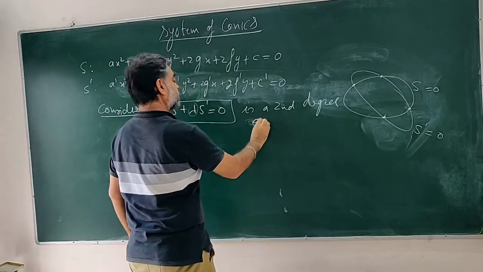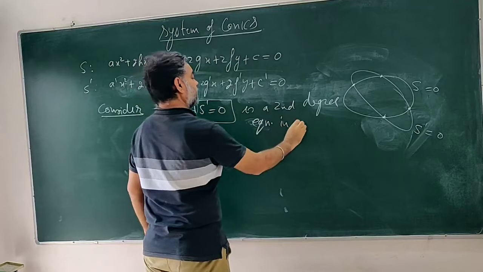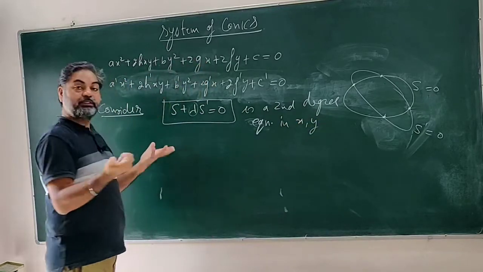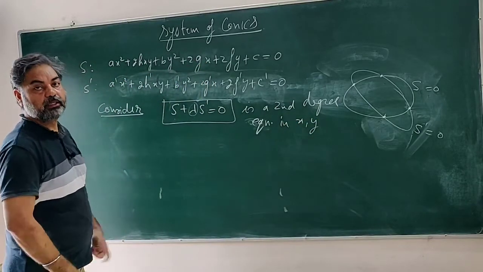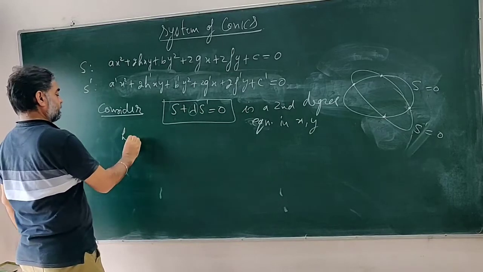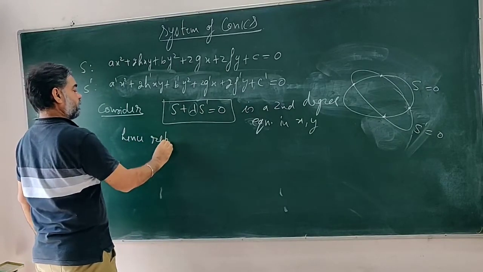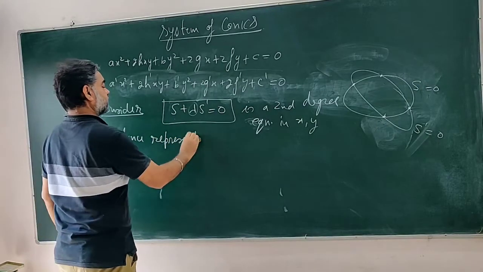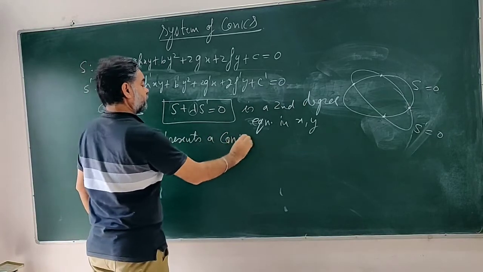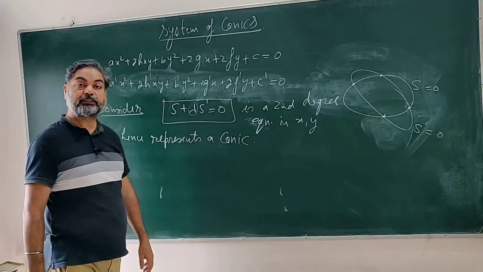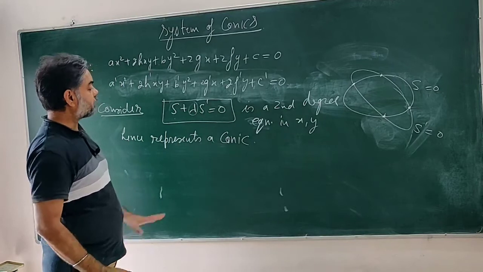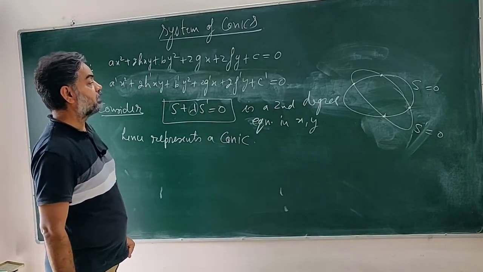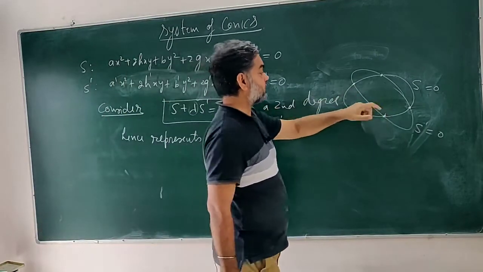Second degree equation in X and Y. So every second degree equation in X and Y represents a conic. So this equation represents a conic. Now what we observe is that what about these points?